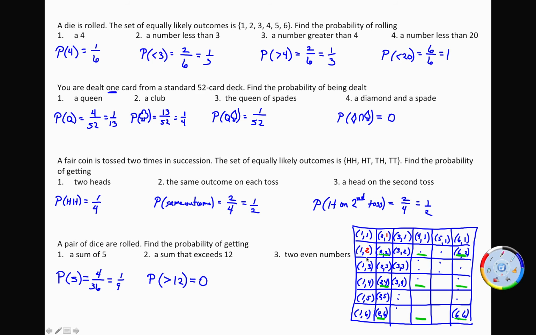So if I count up the number of ways that my rolls can consist of 2 even numbers, there's 1, 2, 3, 4, 5, 6, 7, 8, 9. So the probability of getting 2 even numbers is 9 out of a total of 36 possible outcomes, or 1 out of 4.